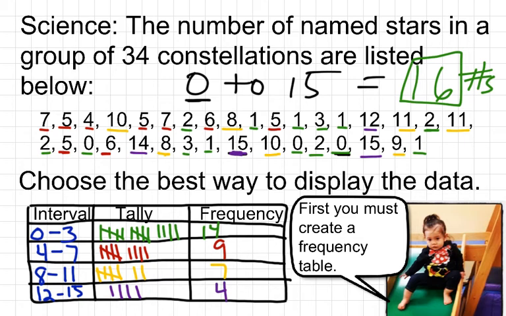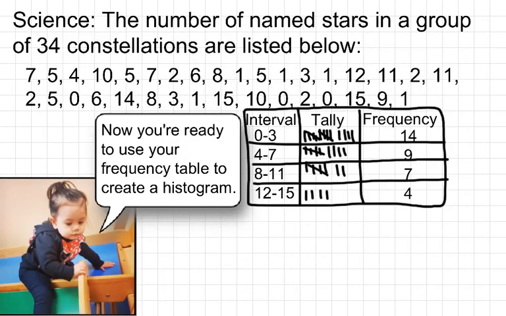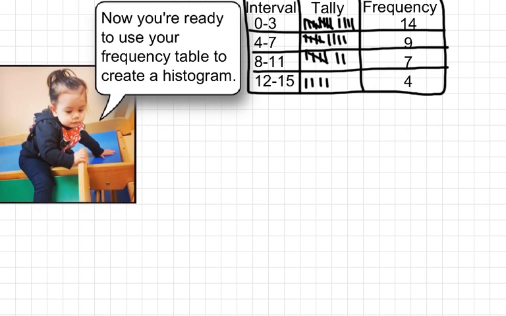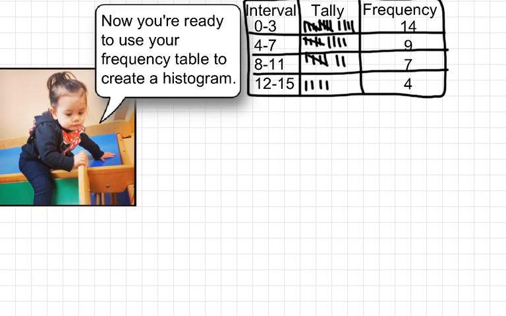So now I have my intervals, tallies, and frequency. Go ahead and pause the tutorial if you need to write down all those numbers and to write down your frequency table. So here I have my intervals, my tally, my frequency, and now I'm ready to make the histogram. So I'll just scroll down a little so that we can still see our interval, tally, and frequency. And now I'm going to draw my histogram.